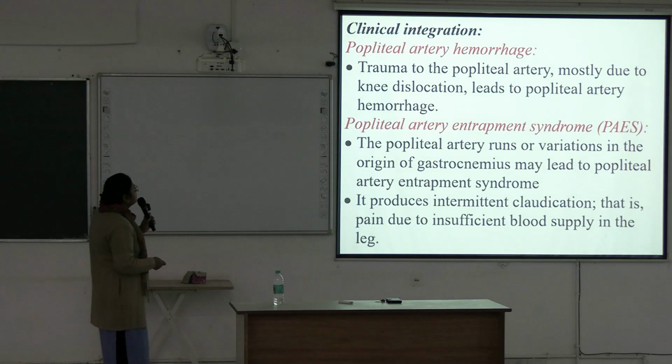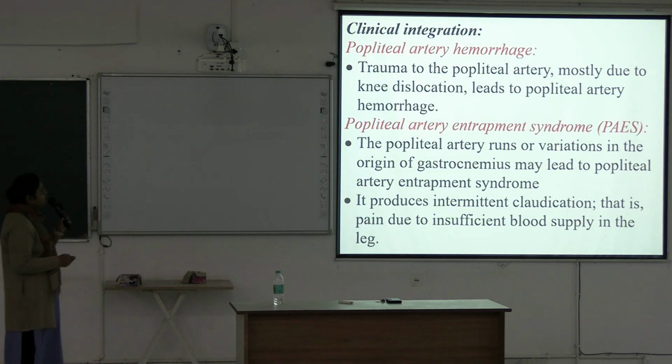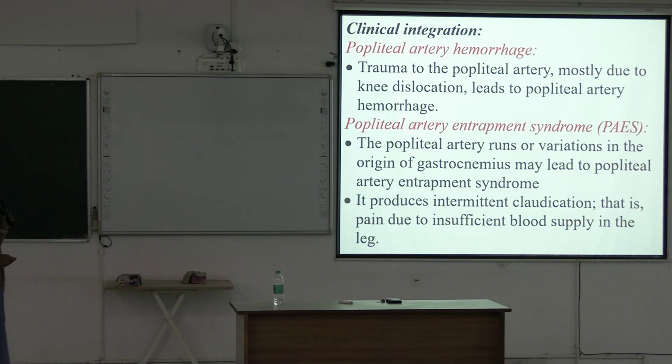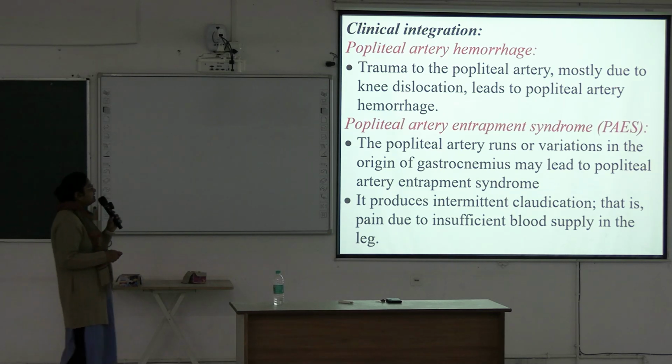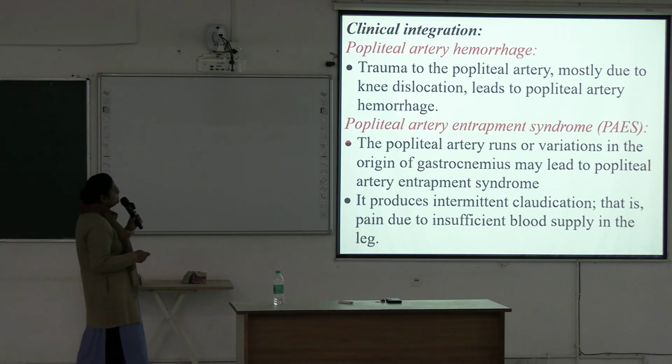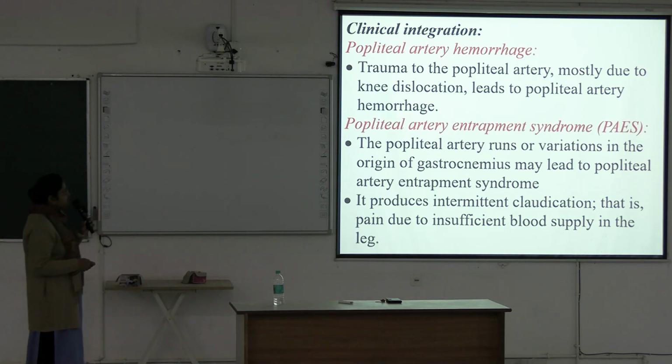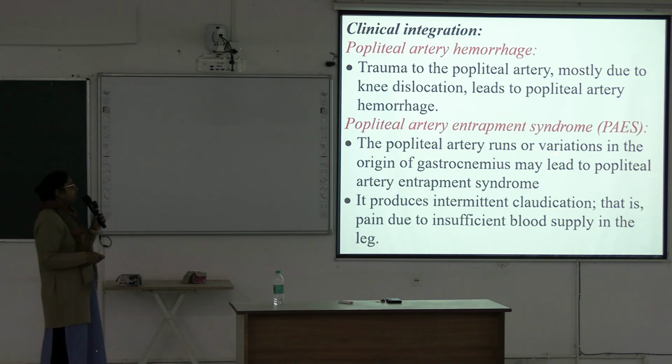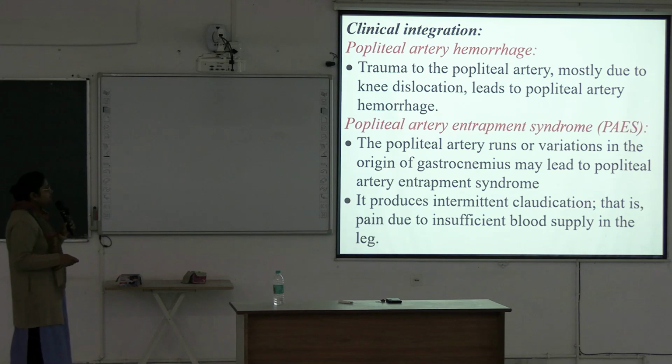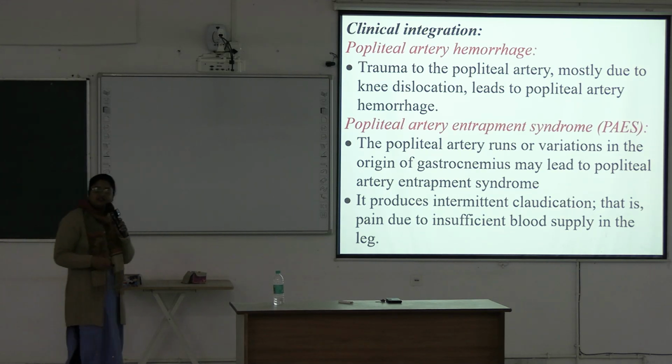Popliteal artery hemorrhage occurs due to trauma to the popliteal artery, mostly due to knee dislocation. And popliteal artery entrapment syndrome: variations in the course of the artery and in the origin of gastrocnemius may lead to popliteal artery entrapment syndrome, which produces intermittent claudication, that is, pain due to insufficient blood supply in the leg.